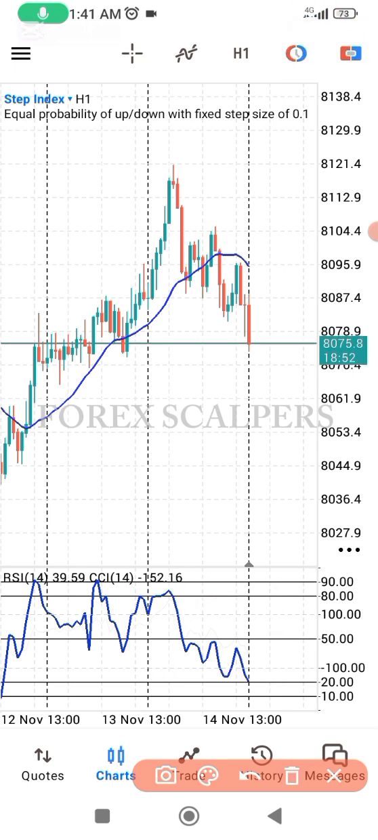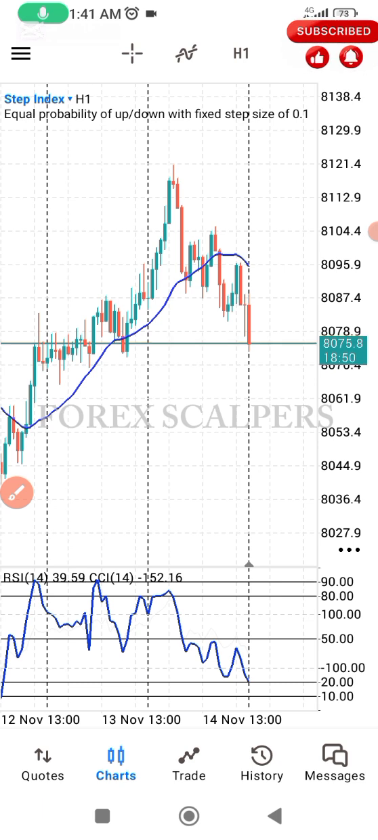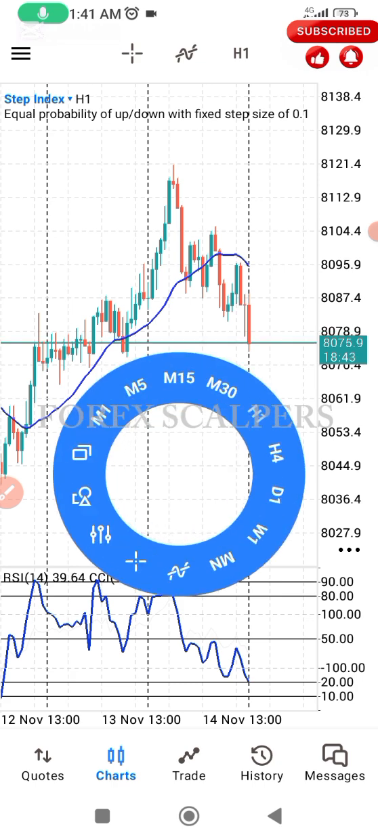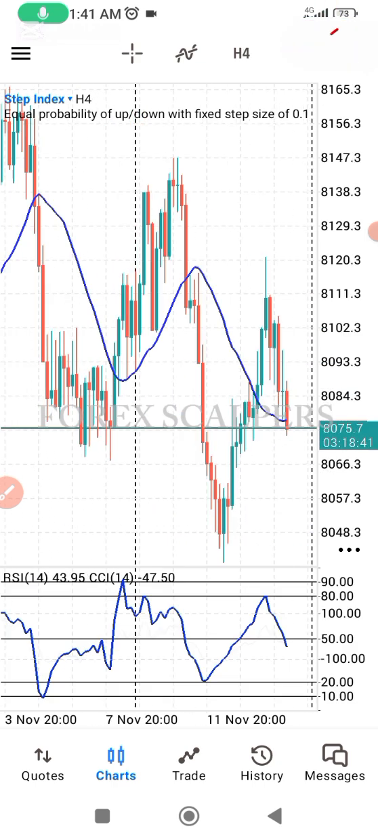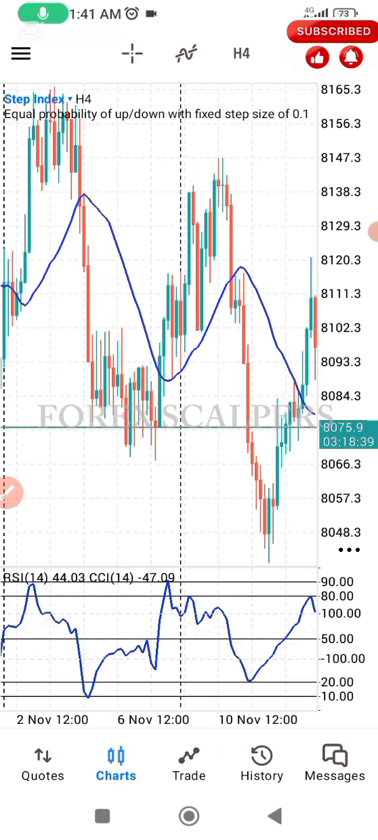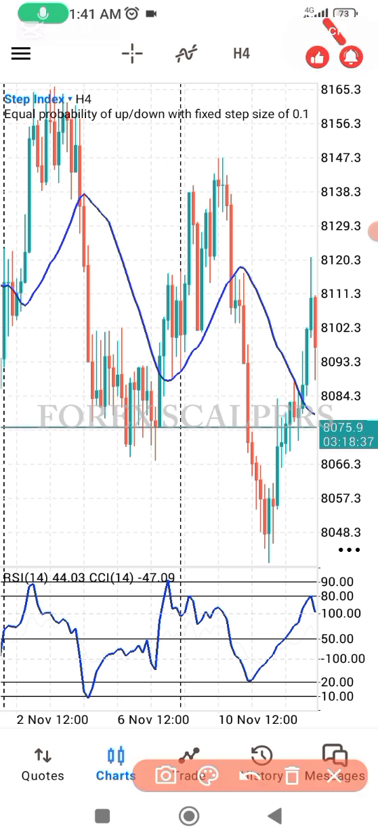So having said that, I've done my setting and I will do my analysis. First, I will now determine my trend. So let's come to H4. You can see that this price is in a downtrend. Price is moving down. This is a lower high, right? This is a lower low. This is another lower high. And this is another lower low. So this is a downtrend.